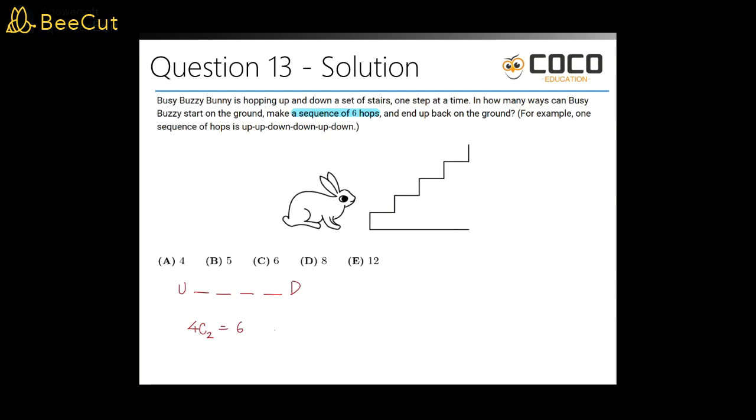But out of the 6 ways, now one of them is impossible. This is a case where you have up, down, down, up, up, down. Because when you go up, go down again, it's below the level ground. That's not possible. So we need to do 6 minus 1. The answer is 5. We choose option B.